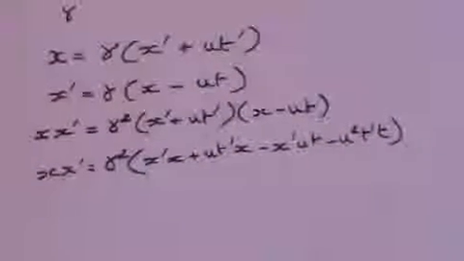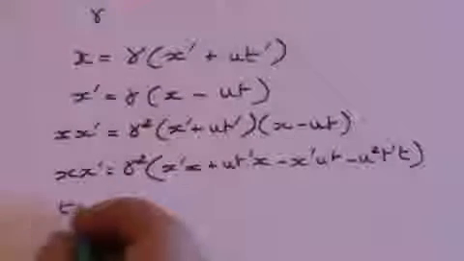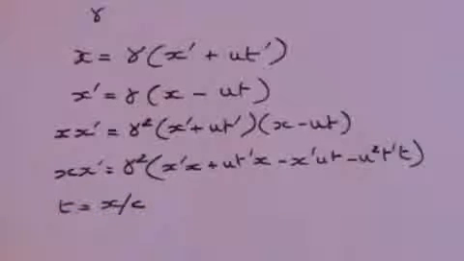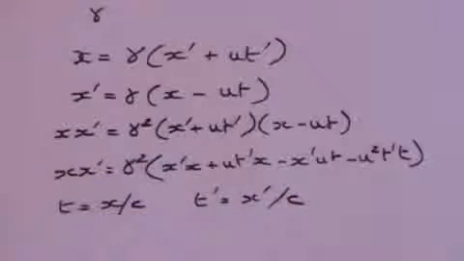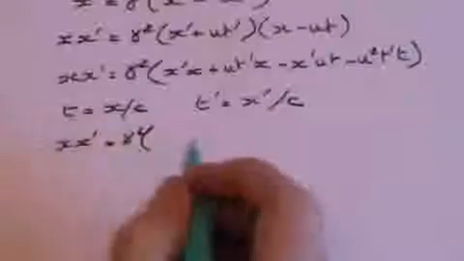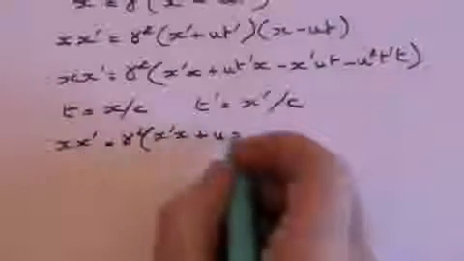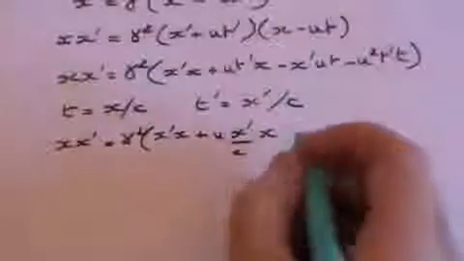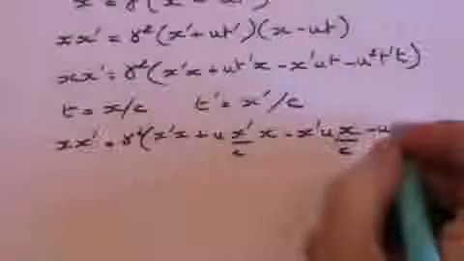But now wherever we find t or t prime, we can substitute that t equals x divided by c, or t prime equals x prime divided by c. And that means we get x x prime equals gamma squared into (x prime x plus u x prime over c times x minus x prime u x over c minus u squared x over c times x prime over c).